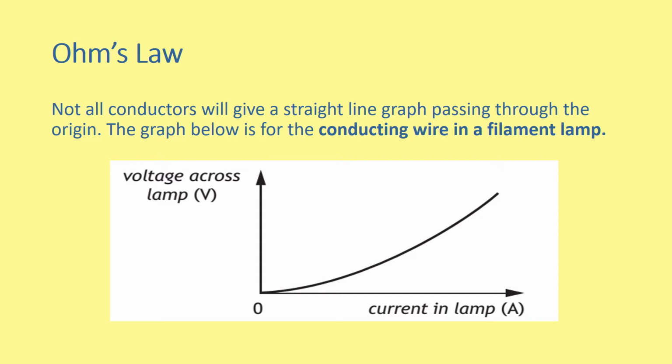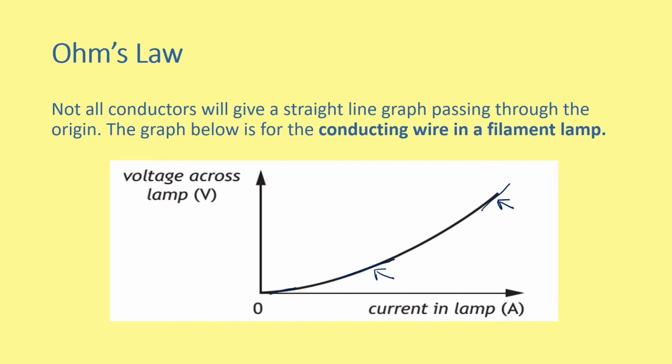So we can see that the gradient of the graph is changing. As we go through, here our gradient is smaller, and then it's getting bigger, and then it's getting bigger still here. So the gradient of the line, remember the gradient of the line is the same as resistance, here is much bigger than the gradient of the line at this point. So here we've got a smaller resistance because we've got a smaller gradient. Here we've got a larger resistance because we've got a larger gradient.